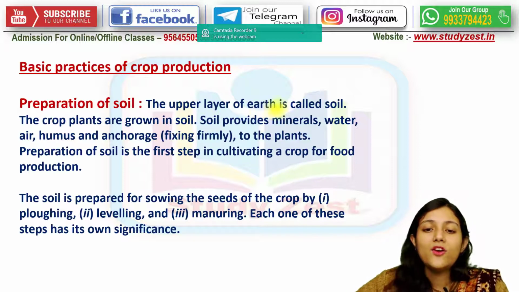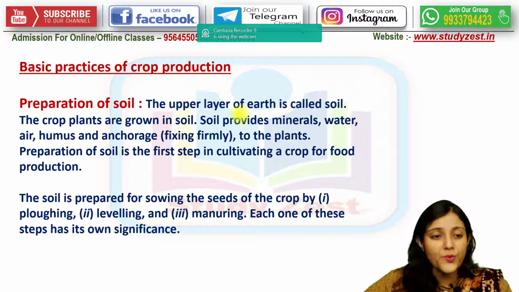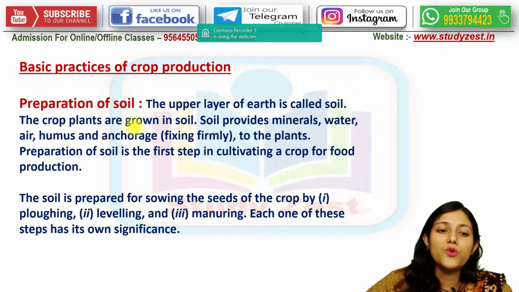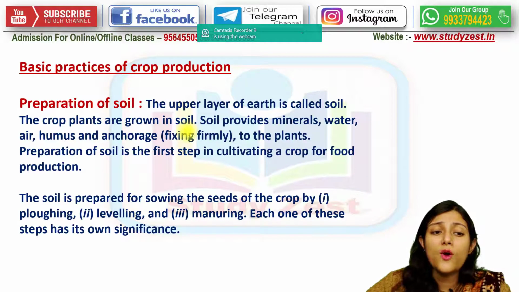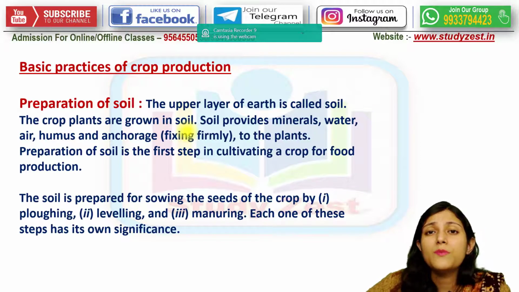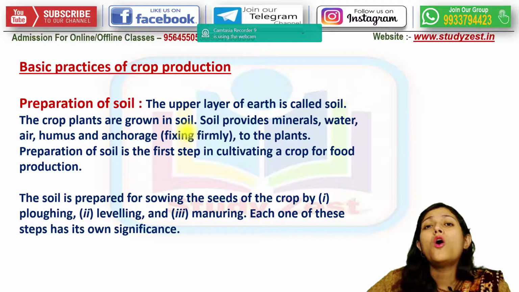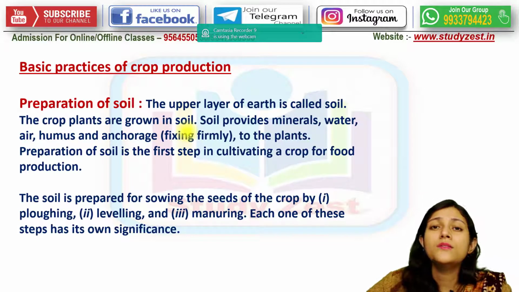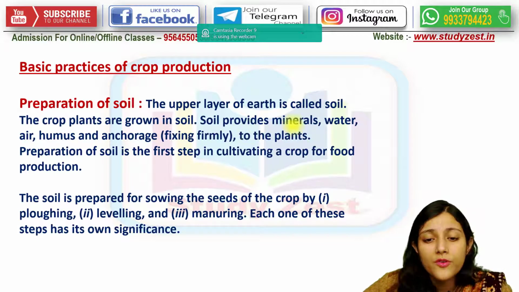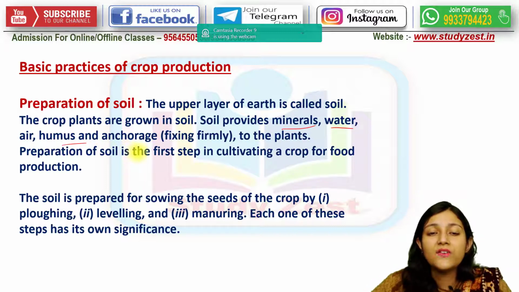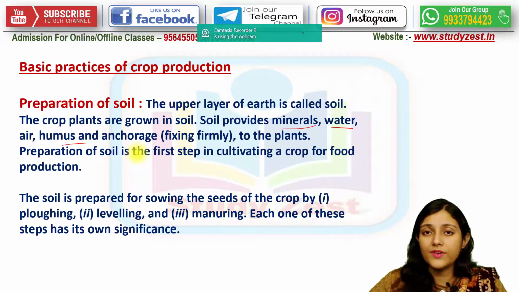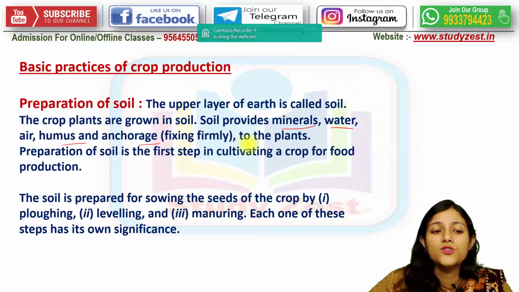The upper layer of the earth is called the soil, that we know, and crops can only be grown properly in the soil if the soil is prepared properly and is provided with all kinds of nutrients and all other requirements needed for cultivation. Soil provides minerals, water, air, humus, anchorage. Anchorage means fixing something very firmly. This is called anchorage to the plants.